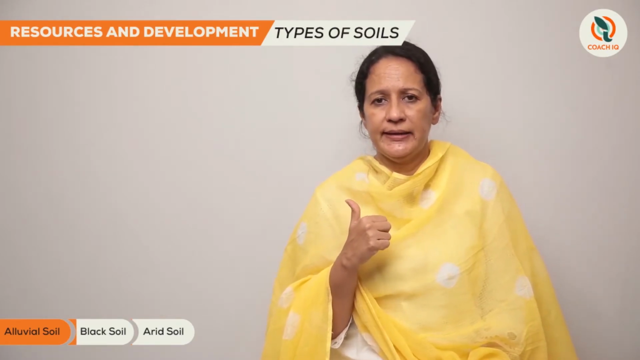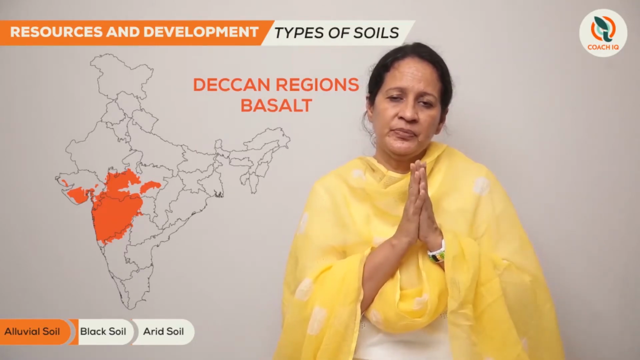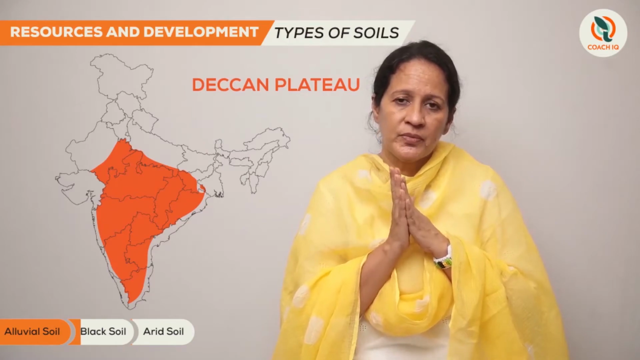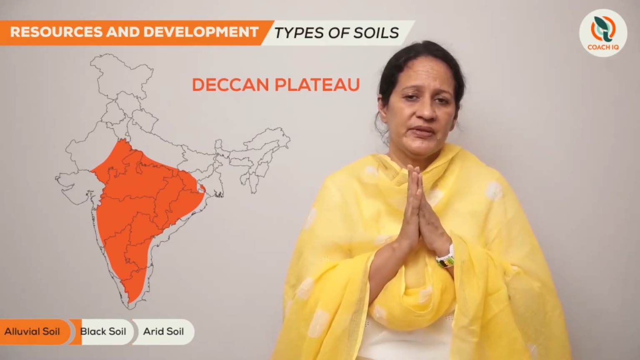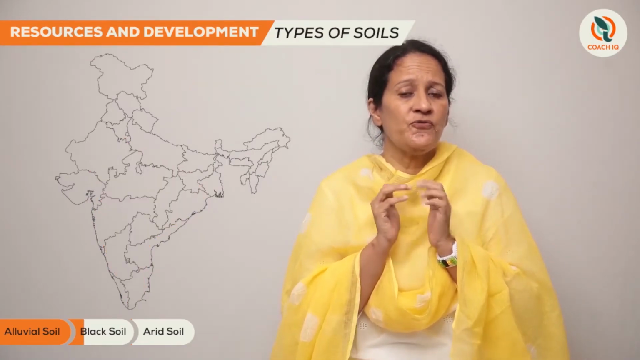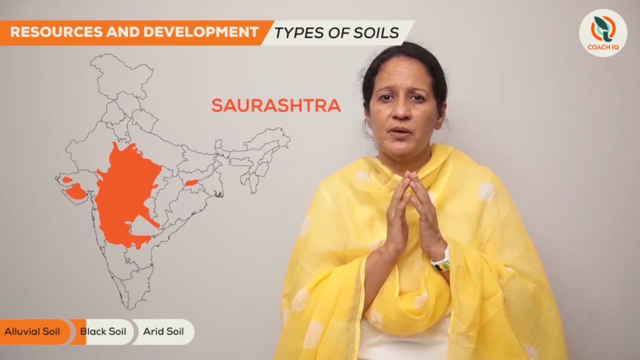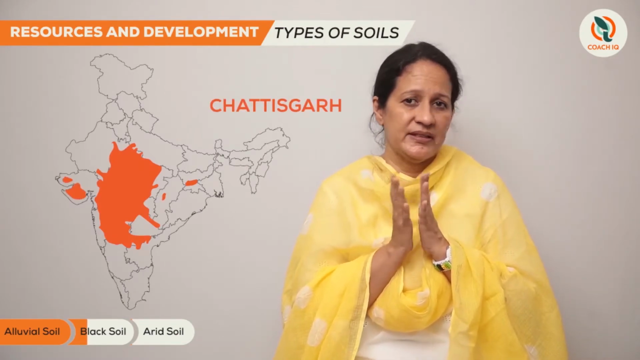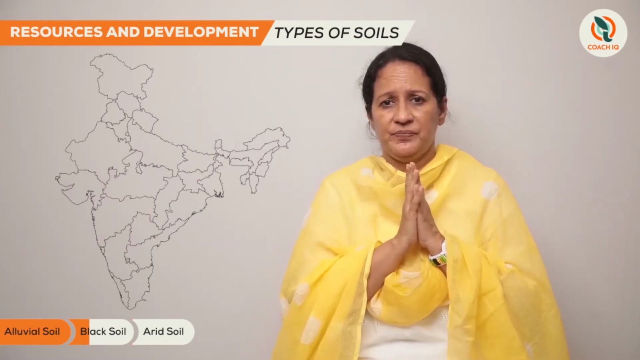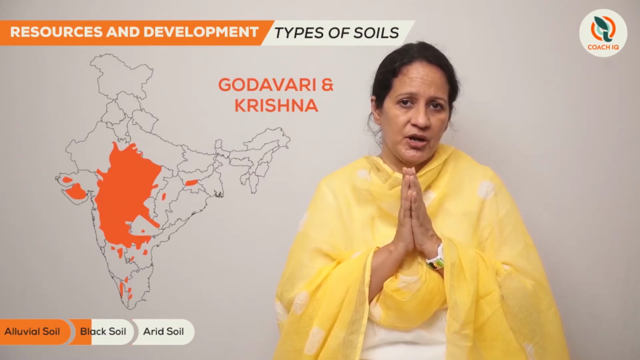Where is it found in India? It is found in the Deccan region, that is called basalt. Where exactly in the Deccan region? It is the Deccan Plateau. Where in the Deccan Plateau? It is the northwest of the Deccan Plateau. It is also found in the plateaus of Maharashtra, Saurashtra, Malwa, Chhattisgarh and Madhya Pradesh. It extends in the southeastern direction, that is the river valleys of Godavari and Krishna.